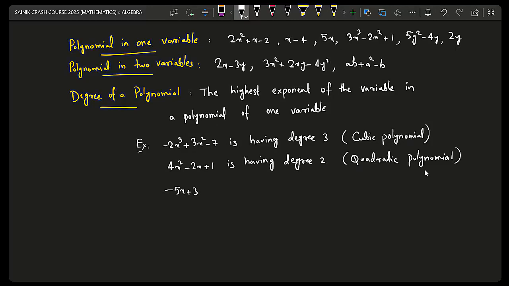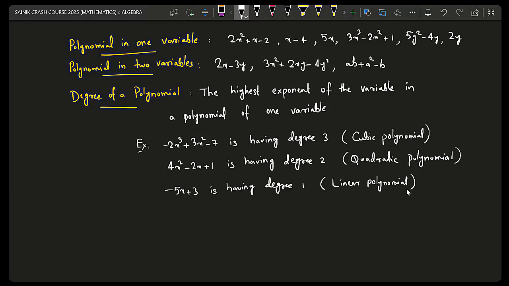So minus 5x plus 3. What is the power of this variable x? If there is no power, we understand it as 1. So this polynomial has degree 1. A degree 1 polynomial is called a linear polynomial.